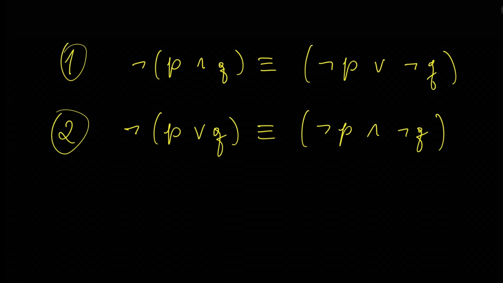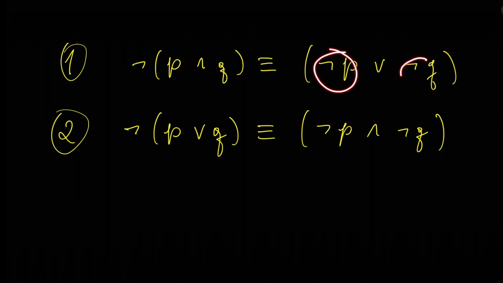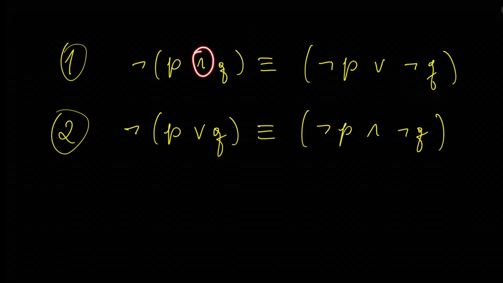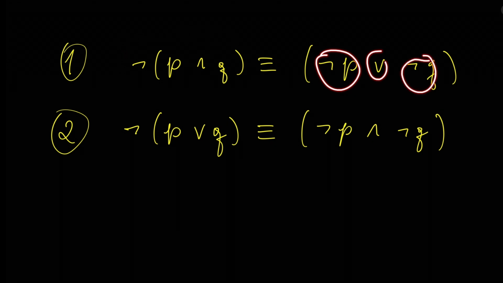So if you pay attention to it, first we are negating an AND statement. And what we're doing here is we are negating the first proposition and the second one, not P, not Q. And we are changing the AND to an OR. Not (P and Q) turns into not P or not Q.